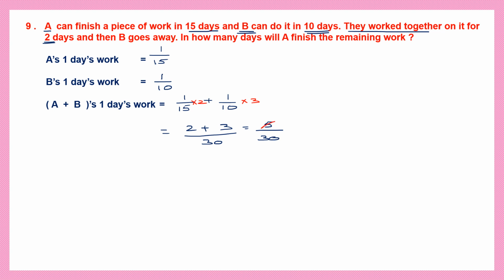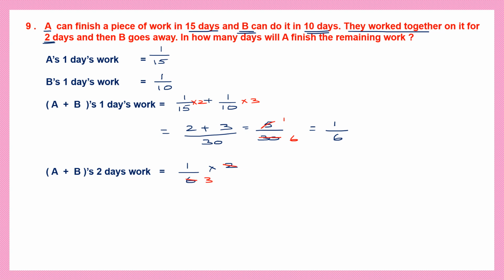We can still reduce this. 5 ones are 5, 5 6's are 30. So we can say A's and B's 1 day's work is 1 by 6. Now here they're saying they worked for 2 days. So that means A plus B's 2 days' work will be 1 by 6 into 2. So cancel it.